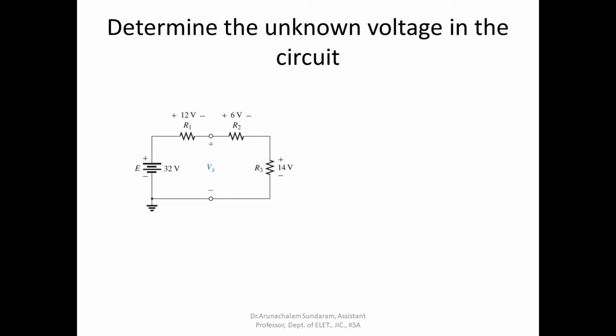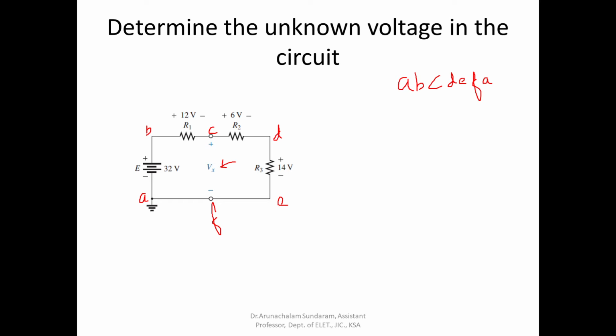Now determine the unknown voltage in this circuit. Again, here we are going to apply Kirchhoff's voltage law, same as the previous question. A, B, C, D, E, F. If you form a loop A, B, C, D, E, F, A, you will not be able to find what is Vx because CF is not part of the loop.